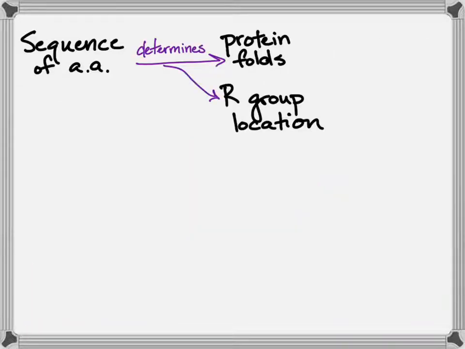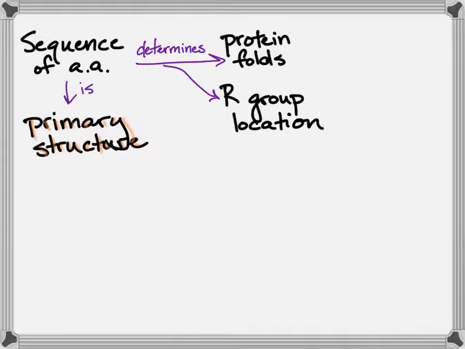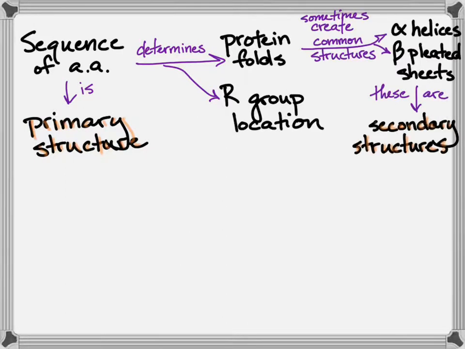So the sequence of the amino acids determines how the protein will fold because it determines which R groups are present and where. That sequence is primary structure. Many of our proteins have sequences that will form one or two common and easily recognizable structures: alpha helices and beta pleated sheets. Proteins can have one, both, or none of these structures. We call them secondary protein structures. They're like a building block for the larger 3D structure.